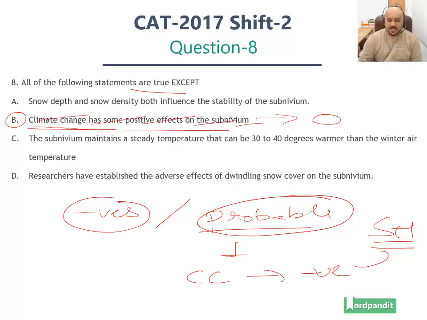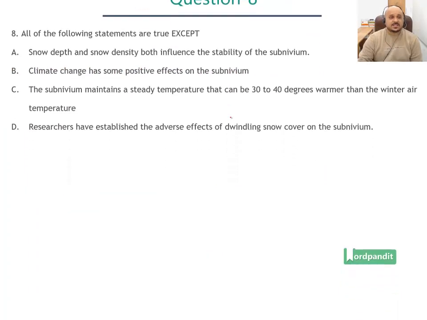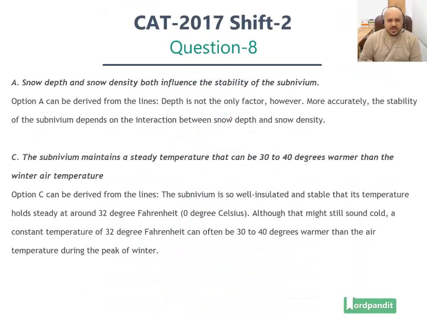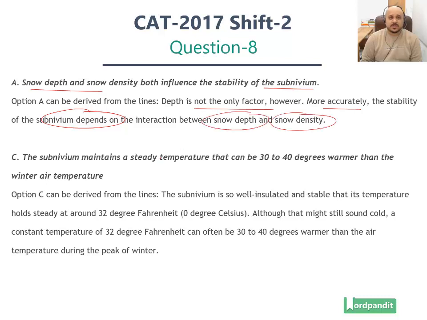The other 3 statements can be derived from the passage itself. Let's look at their context as well. Let's quickly go through the context from where these options are specifically derived. Snow depth and snow density both influence the stability of the subnivium. The author directly states depth is not the only factor. More accurately, the stability of the subnivium depends upon interaction between snow depth and snow density. Option number A is directly derived from this.